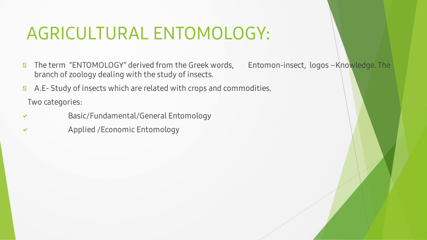Generally, they are classified into two main categories: basic, fundamental or general entomology, and the second is applied or economic entomology. The basic or general entomology deals with insect morphology, anatomy, physiology, taxonomy, and systematics. And the applied or economic entomology deals with the ecology, economic importance, and the control of insects.